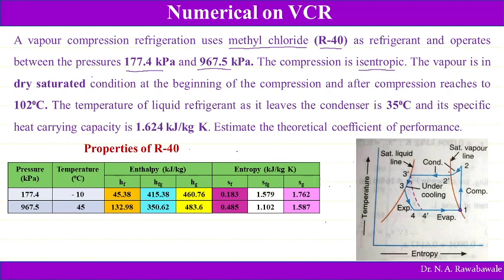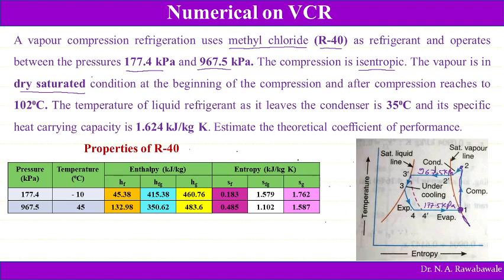That is nothing but it falls on this dry saturation curve, where pressure P1 is 177.5 kilopascal and the upper pressure is 967.5 kilopascal. Then the process of compression is isentropic, which is represented by a vertical line on the TS diagram. So this vertical line 1 to 2 represents isentropic compression, and at the start of compression, the refrigerant vapor is dry saturated, which is represented on this saturation curve.